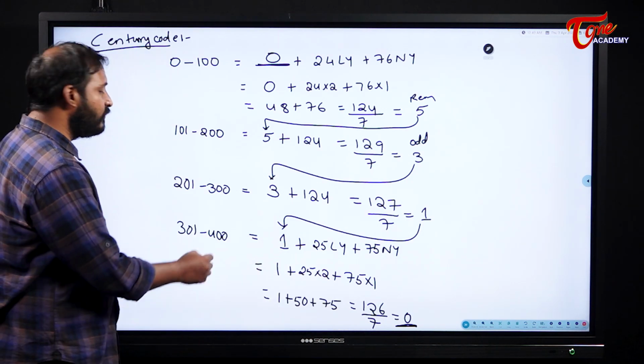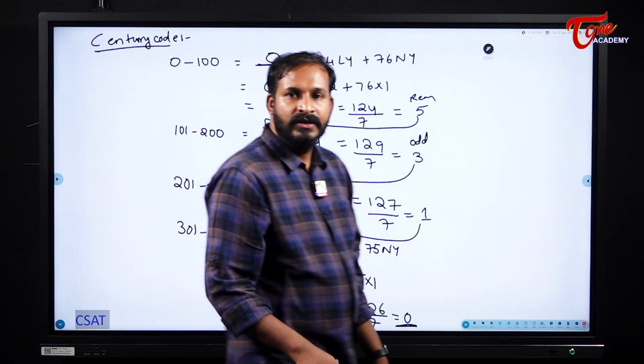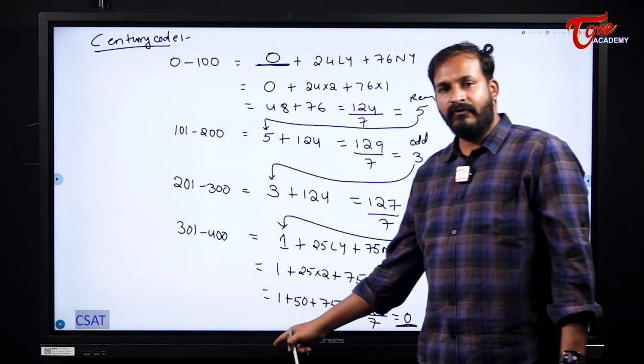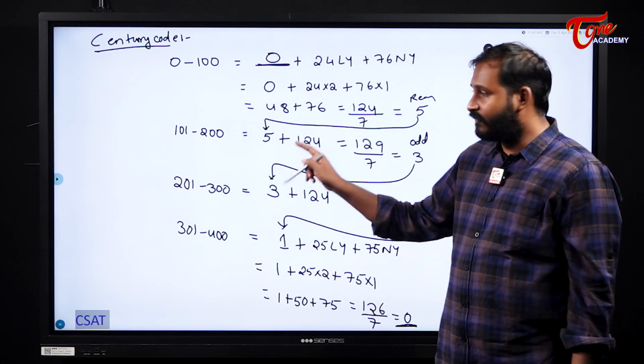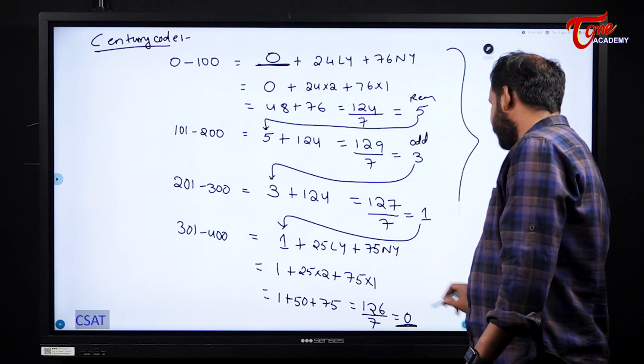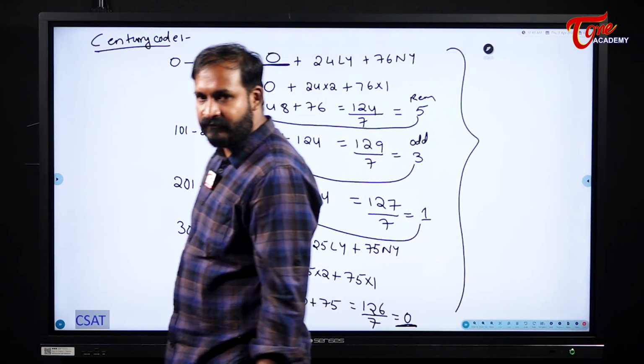Now from 401 to 500, same story. The 0 will go forward and then the same story. Every 400 years the story will be repeated.